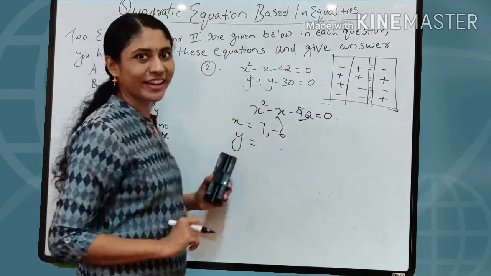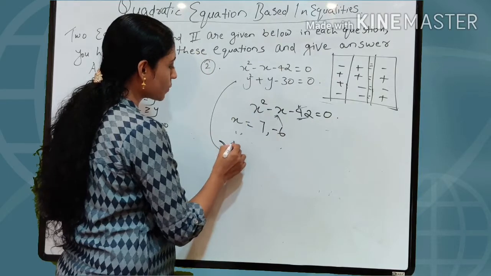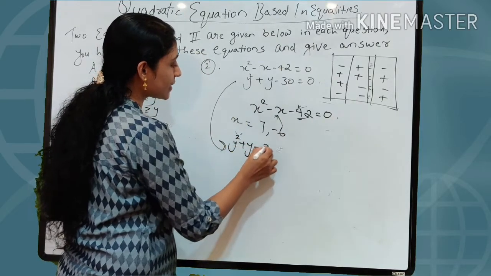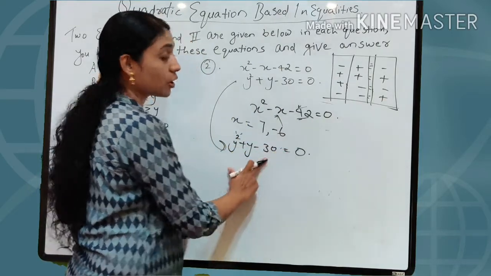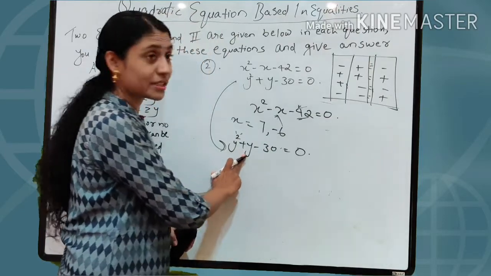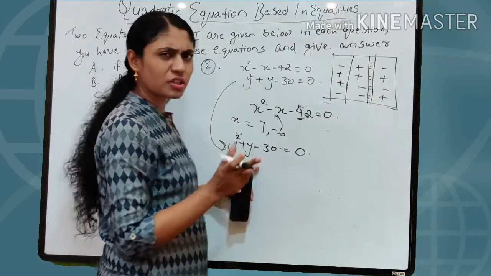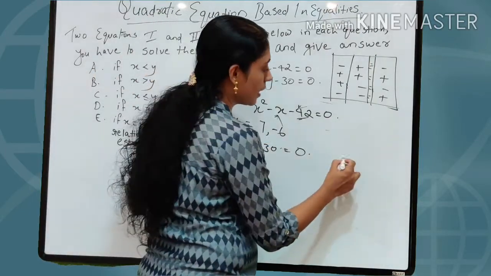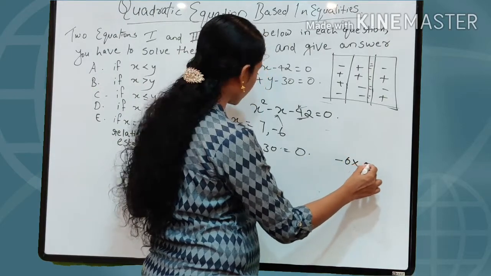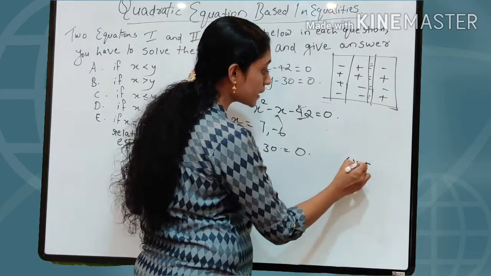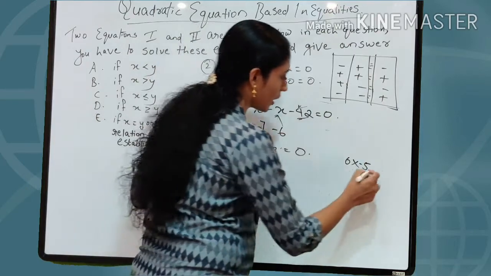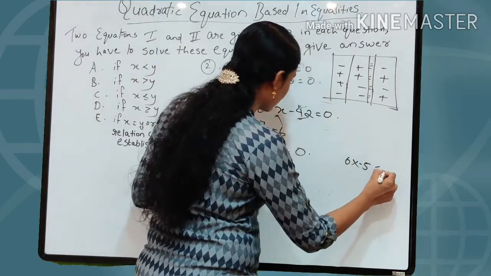Now we can solve for y. The second equation is y square plus y minus 30 equal to 0, right? Here the constant term is minus 30 and the middle term is plus 1, right? So which are the numbers? 6 and 5, because minus 6 into plus 5, sorry, we can do 6 into minus 5. Why? I will show you. 6 into minus 5 is minus 30.